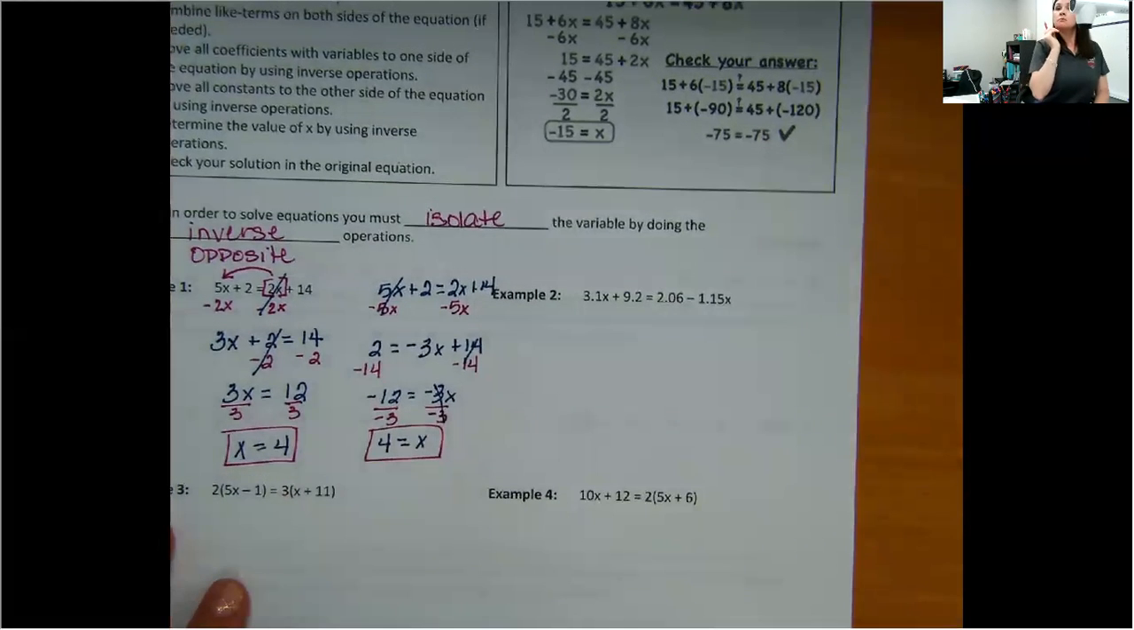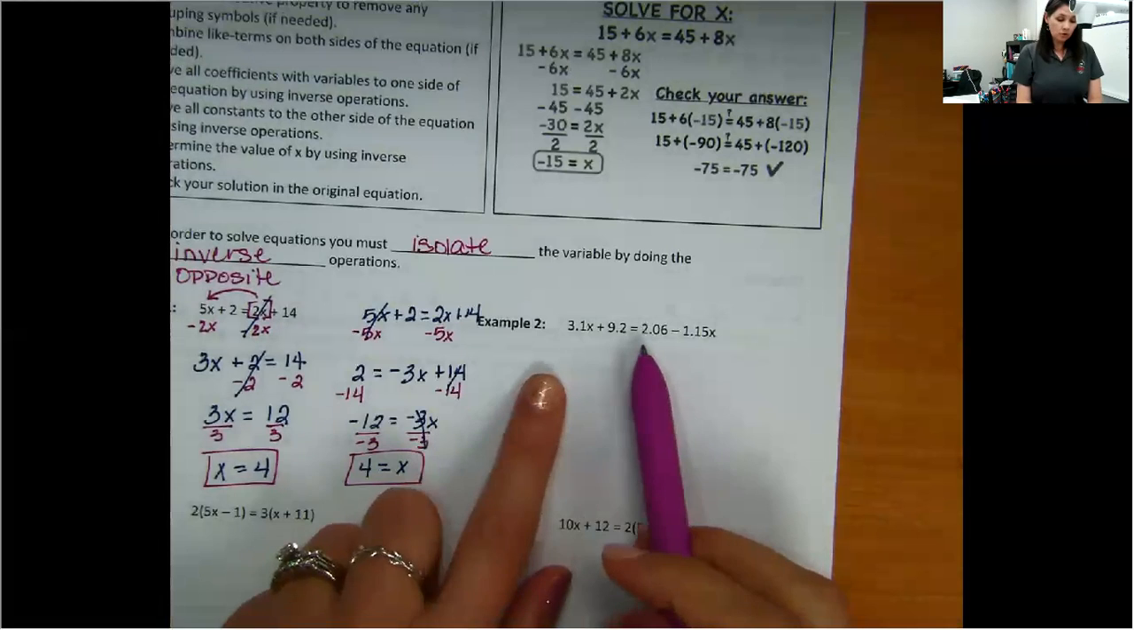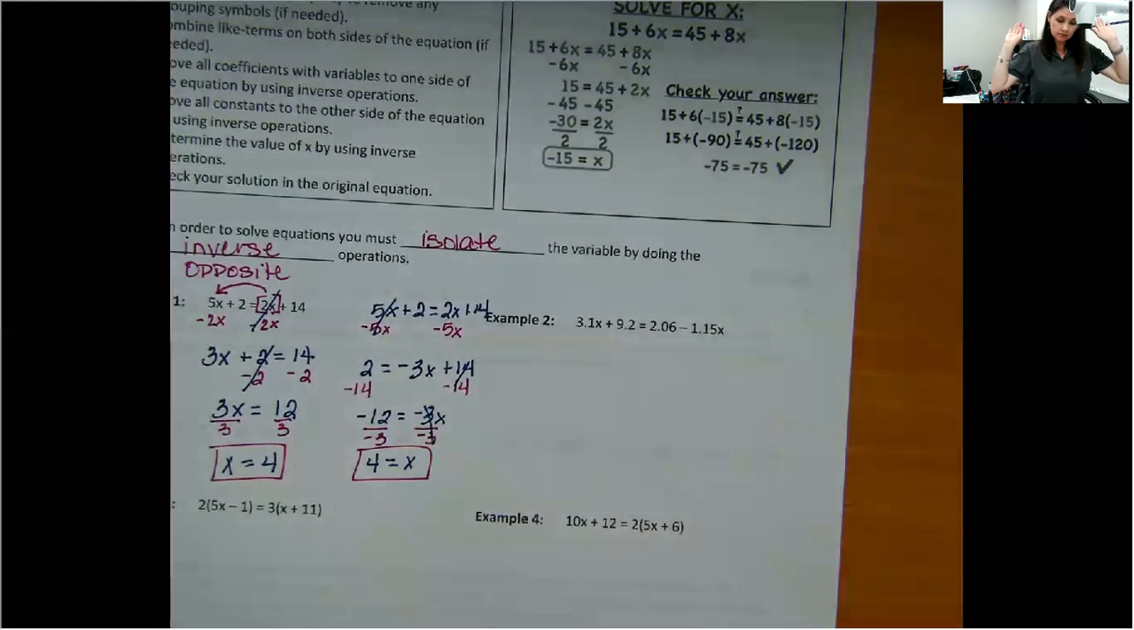Now, moving on to example 2, we have decimals, and I want to get rid of those decimals. So what do I need to multiply the whole equation by to get rid of the decimals? And don't shout it out. Just think to yourself. Remember for our notes, we need to go the furthest place value. So what would that be, Sophia?